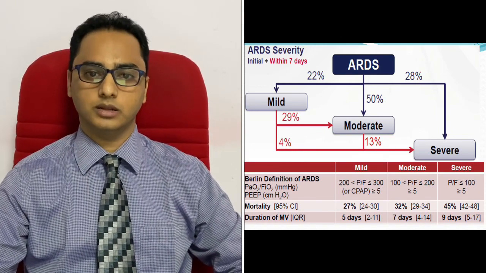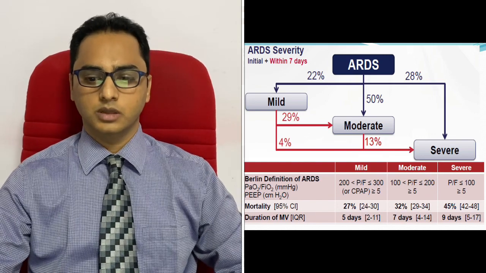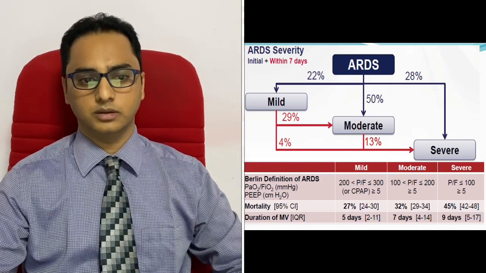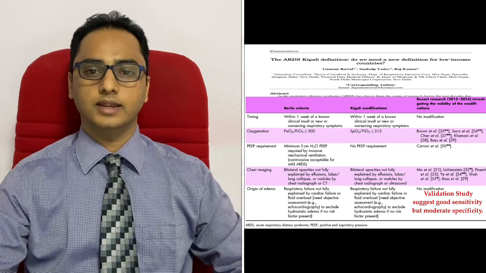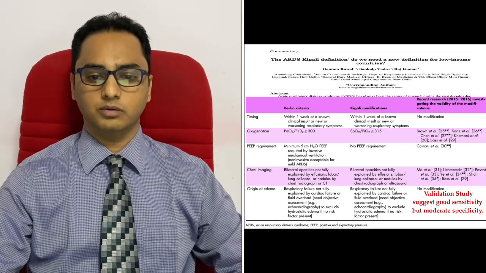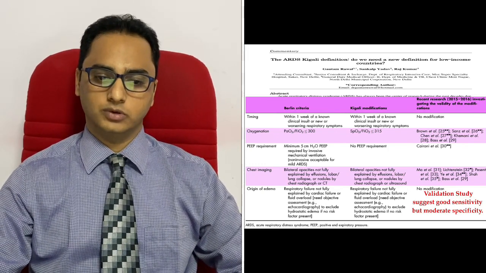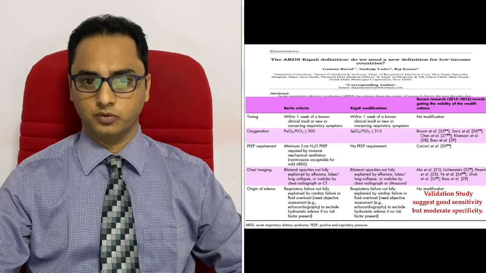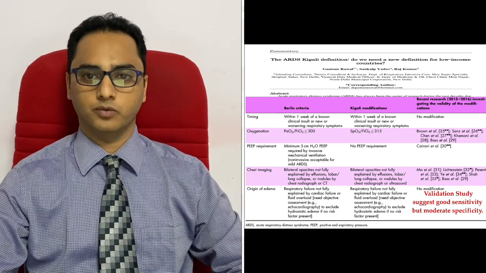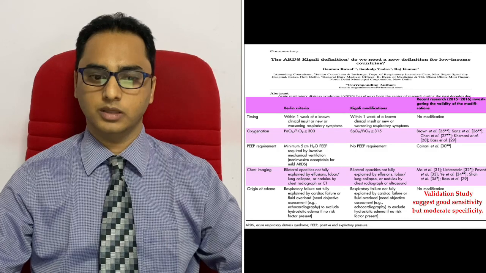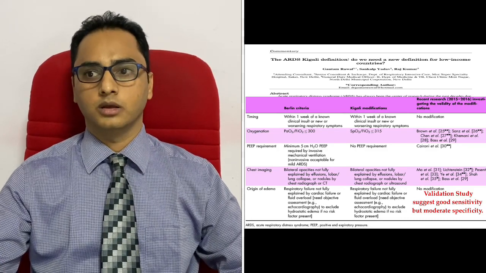So we have some criteria. This is a newer development which we came across in 2018. There is some criteria called the Kigali definition of ARDS. What they have done is used oxygen saturation, that is SpO2 by FiO2, instead of PaO2 by FiO2 in a patient from whom we are not able to get the ABG. So maybe in a community health center.